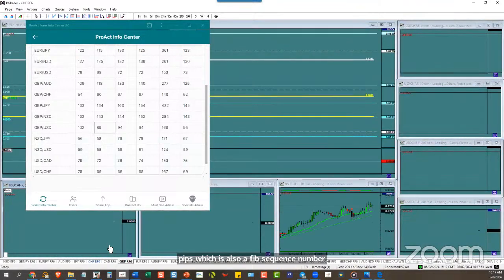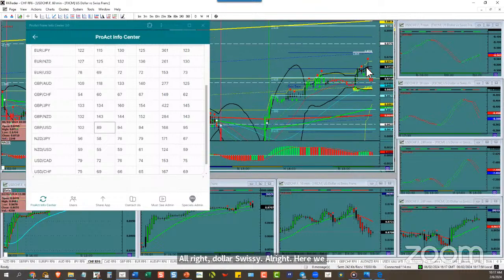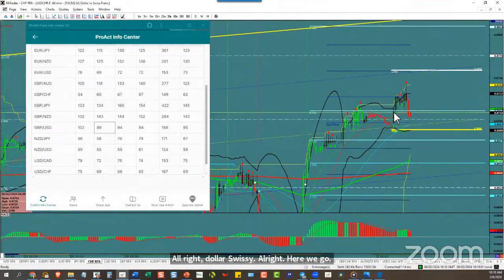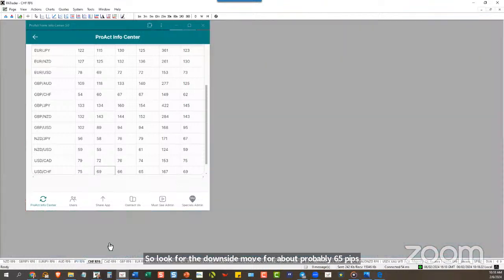Dollar Swissy. All right. Here we go. Dollar Swissy. Now it follows the dollar index. So when the dollar was going up last night, we had it up. It's now flipping. All right. So it follows the dollar index. Once it breaks there after 5 o'clock, you'll get a new ATR. If the dollar breaks to the downside, currently the ATR is only 69 pips, and it'll probably be less tonight because we didn't hit target today. So look for the downside move for about probably 65 pips. All right. Going to be tough to trade it.